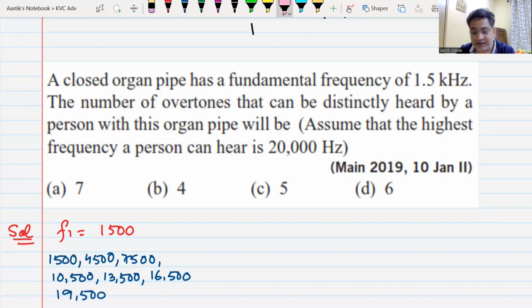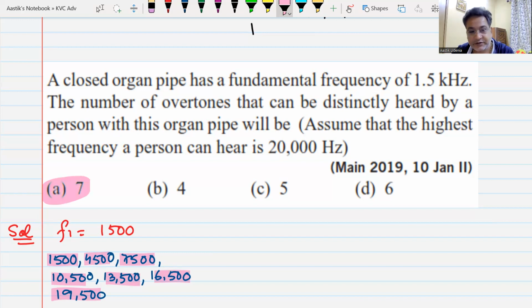This is the table of 15. 15 ones are 15, 15 threes are 45, 15 fives are 75, 15 sevens are 105, 15 nines are 135, 15 elevens are 165, 15 thirteens are 195. So how many are possible?